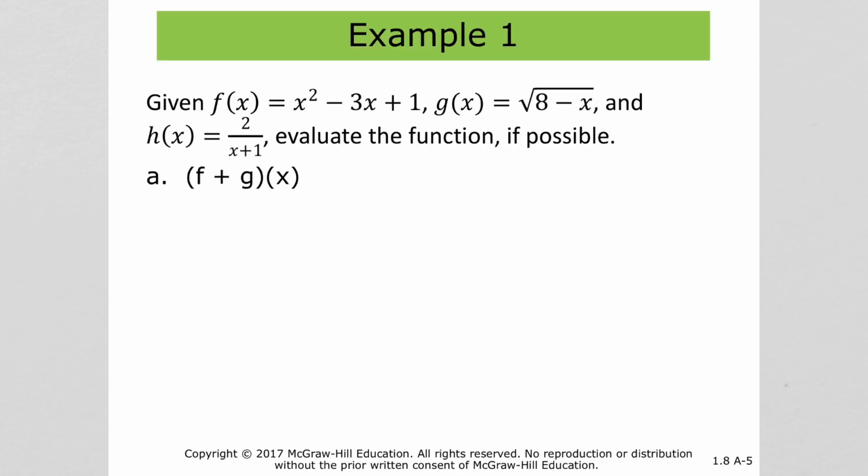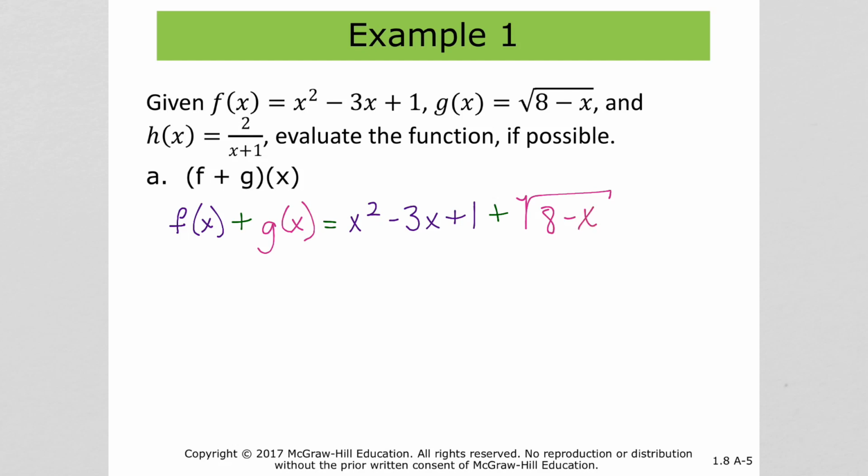So let's go ahead and look at some examples. I'm going to try to use some color coding here. So f plus g of x is the same thing as f of x plus g of x. And so that is just f of x, which is x squared minus 3x plus 1, plus g of x, which is the square root of 8 minus x. Now, if we had any like terms here, we could add, but we don't. So that is your answer.